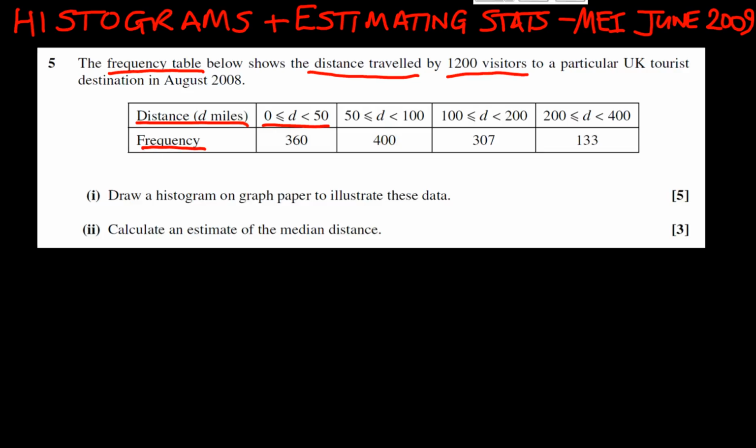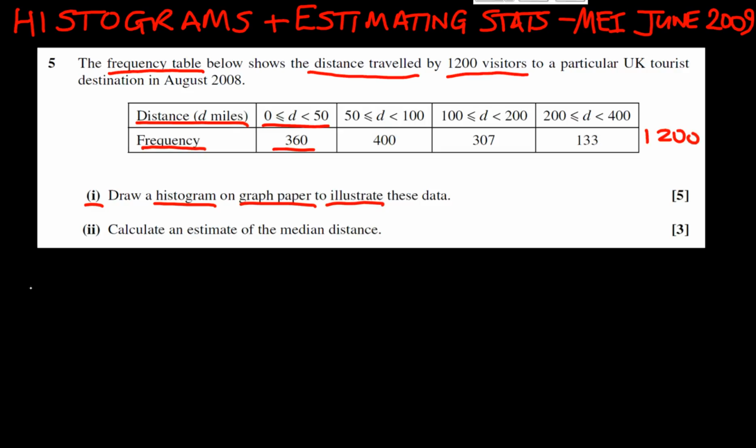That's effectively the number of travellers. Of these 1,200 travellers, they total to 1,200 here, don't they? 1,200 travellers and how far they travelled. So in the first column here, we've got 360 travellers travelled between 0 and 50 miles. Okay, so now we've understood the data. What's it asking us to do? Part 1, draw a histogram on graph paper, which presumably will be supplied in the exam, to illustrate these results.